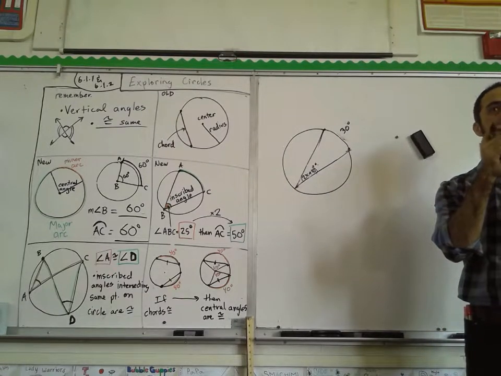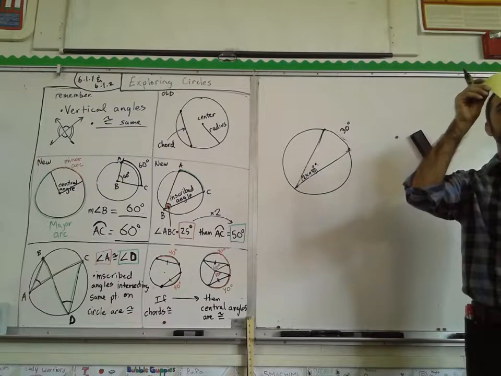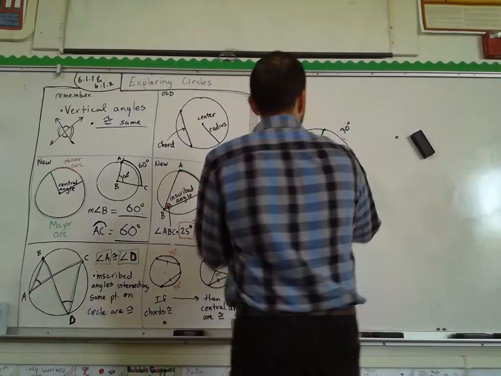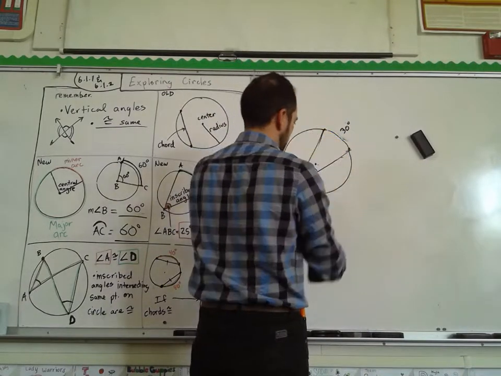Right? So if this is my inscribed angle, how big is the opposite arc? It's twice as big. You agree? So here's this. I know that my inscribed angle is half as big, so I know that that opposite arc is twice as big. So watch.